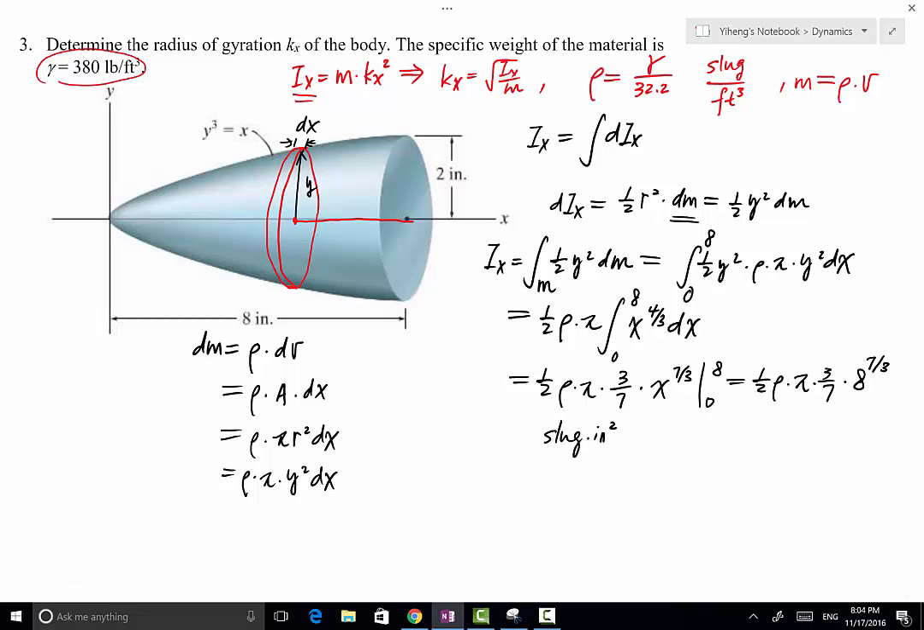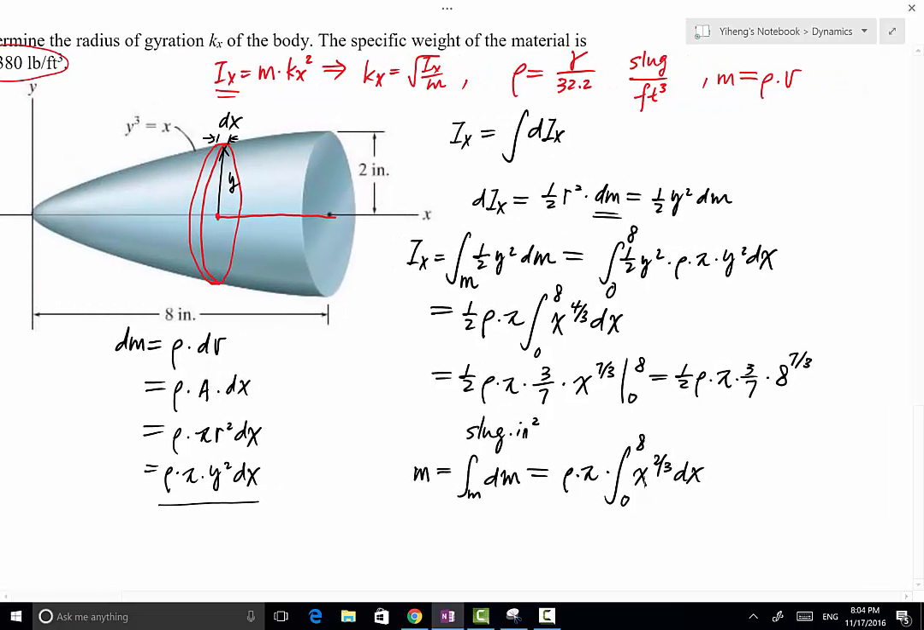Don't forget, we're trying to find kx. kx equals the square root of Ix over m. And m equals the integration throughout the body of dm. We have already determined that dm equals rho pi y squared dx. Therefore, this becomes rho times pi times y squared dx. But again, because y to the 3rd power equals x, y squared equals x to the 2/3 power dx. Again, integrated from 0 to 8.